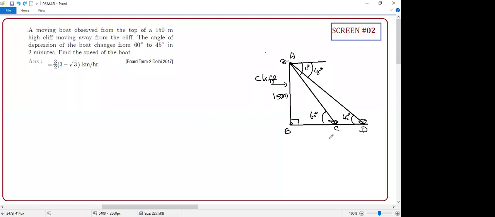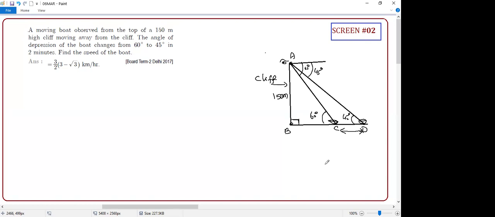Sir, what do you know? They are giving that in 2 minutes the boat is moving from point C to point D, which means CD is the distance traveled in 2 minutes. Correct or not? Everyone agree with me or not?